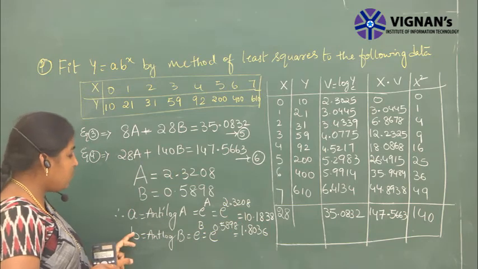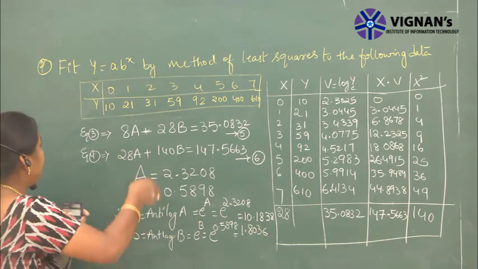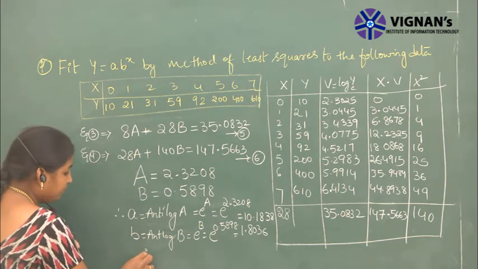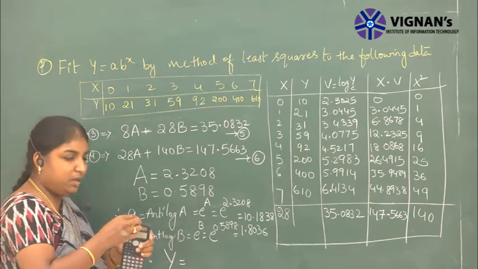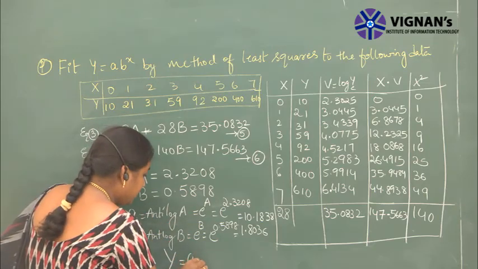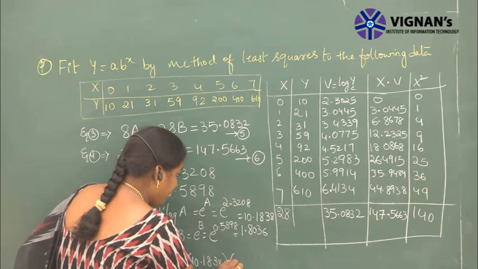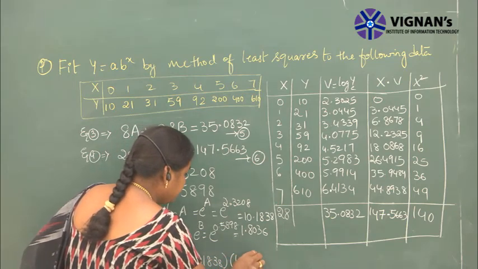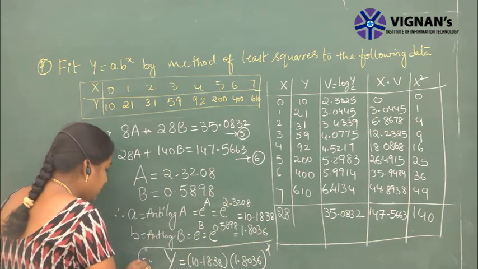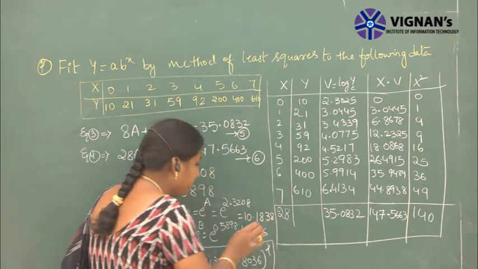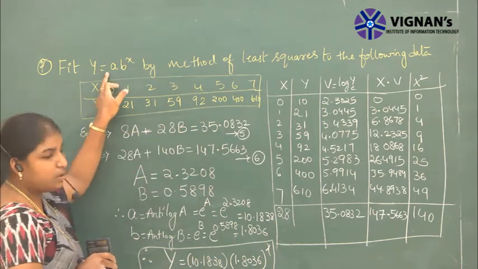The small a and small b values we substitute in equation 1. So we get capital Y equal to A B power x, that is 10.1838 into 1.8036 whole power x. So this is the given exponential curve. We are fitting the given data to the exponential curve.